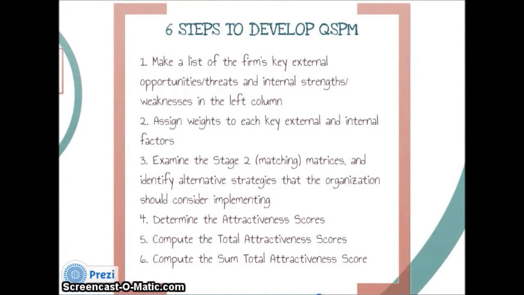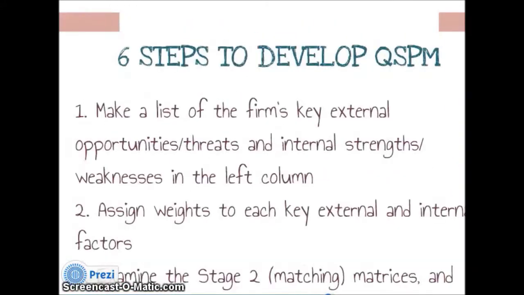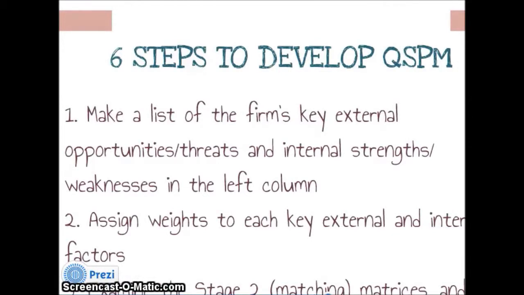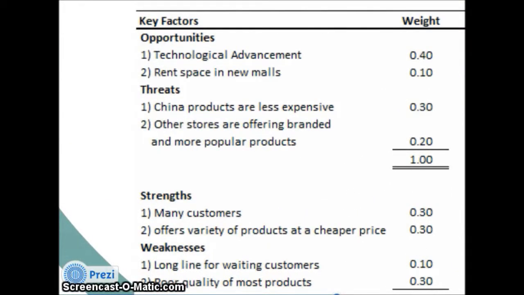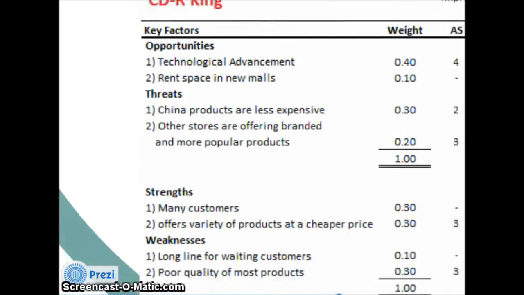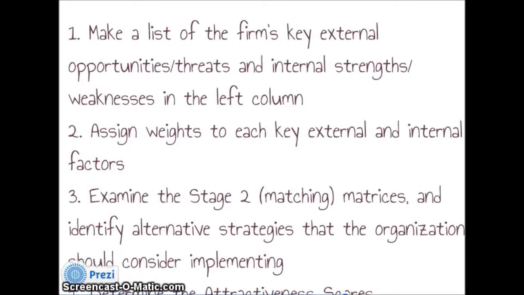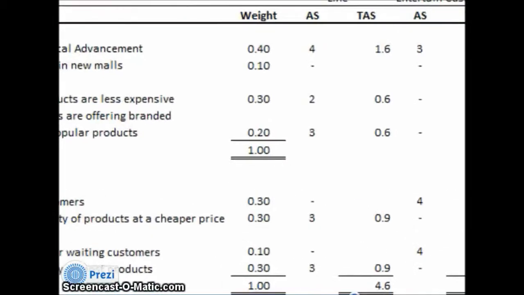There are 6 steps to develop the QSPM. First, make a list of the firm's key external opportunities and threats and internal strengths and weaknesses in the left column. So this is the SWOT analysis of CDR King. Next, assign weights to each key external and internal factor. So now we can see here the weights that represent the degree of importance of each factor.